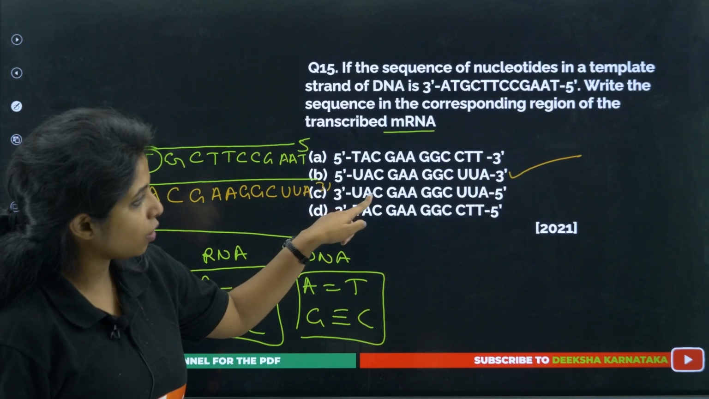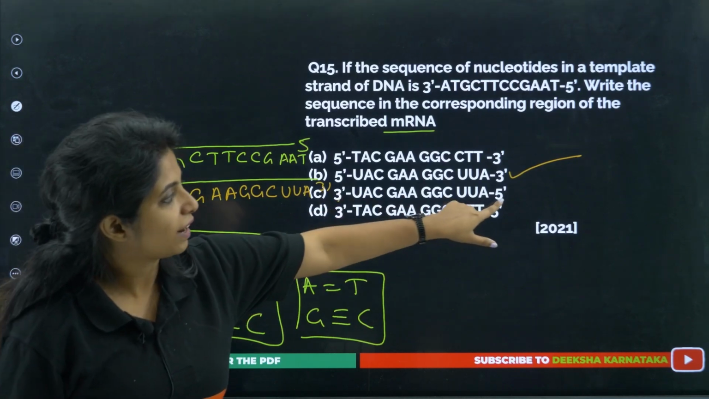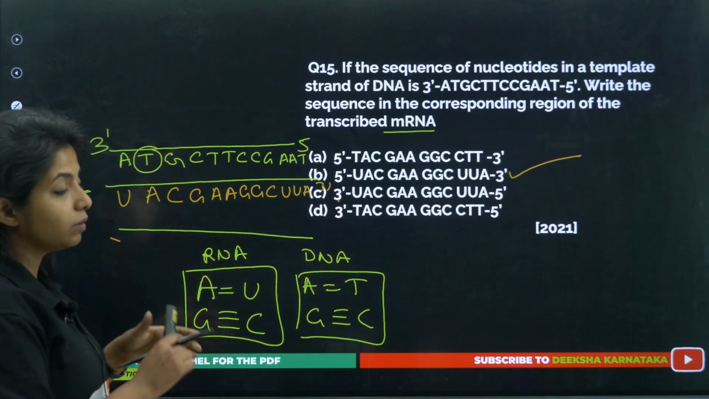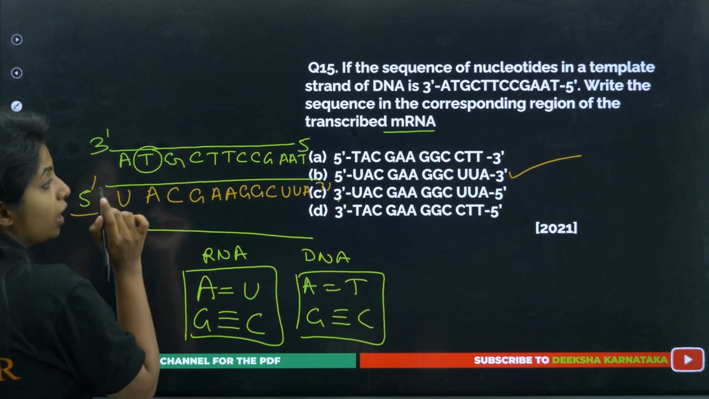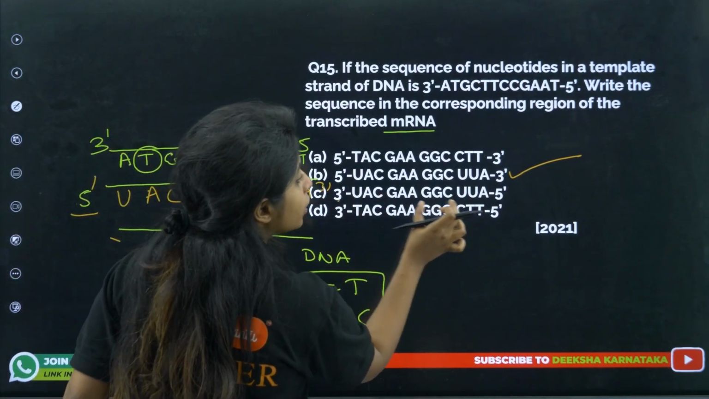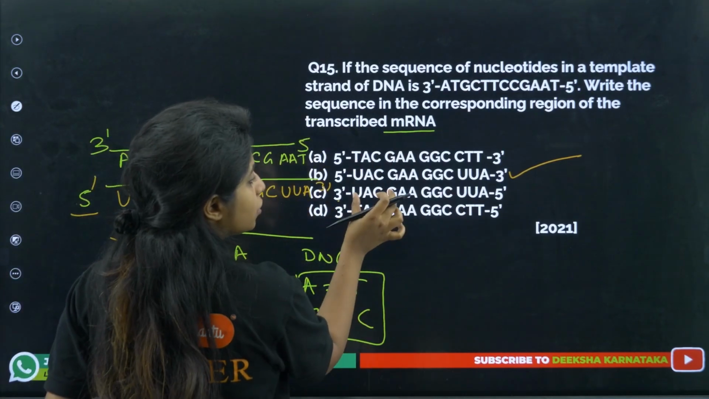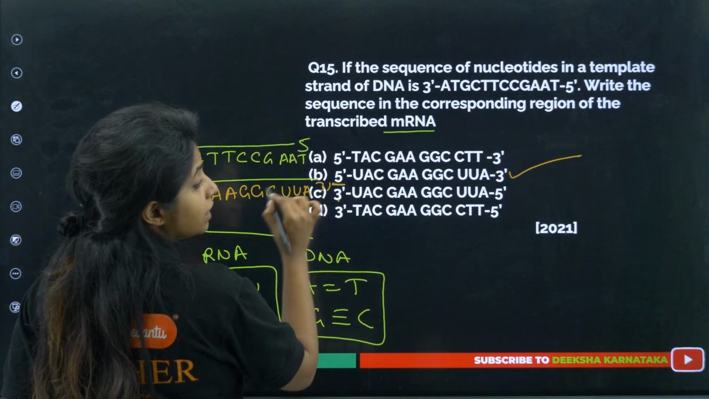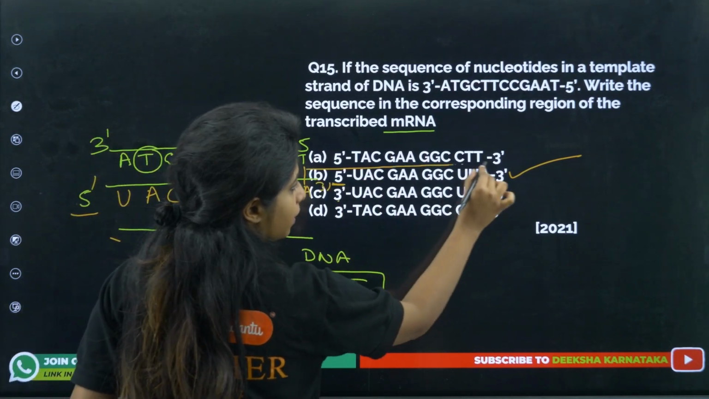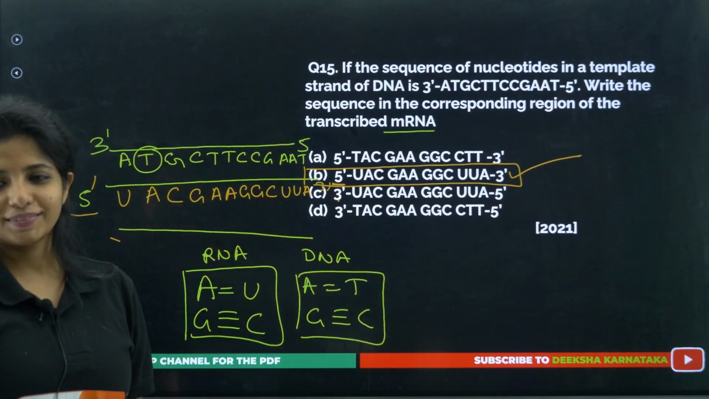So why is this wrong, my dear children? Because it is 3' to 5' direction. But mRNA will be formed in 5' to 3' direction. You have to look for details. Usually if you go like this and look for answers, it is also the same, but the polarity mentioned here is different. So this is the answer, my dear children.